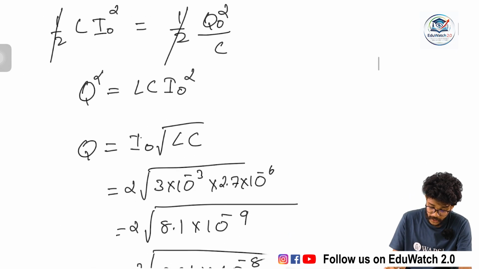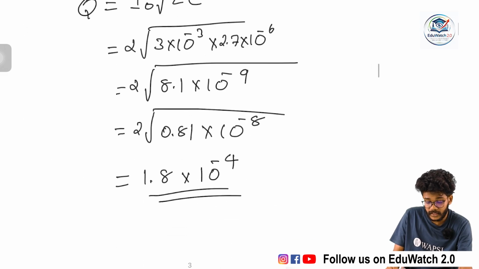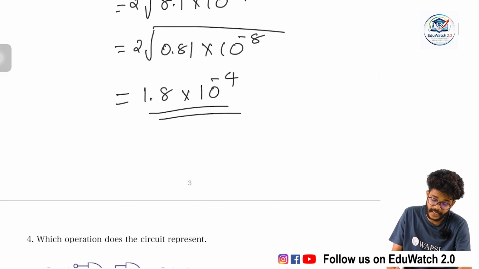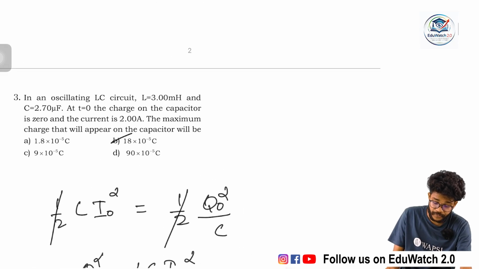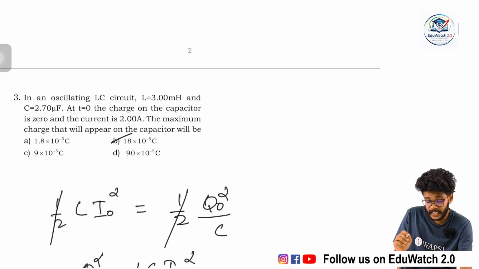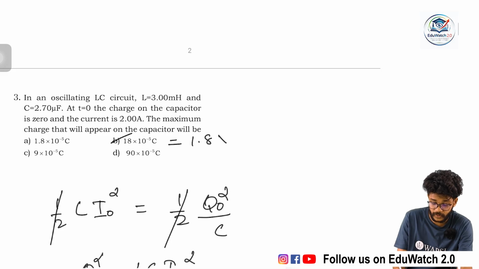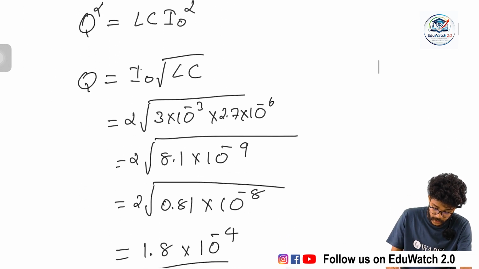Okay. See, the option has a resemblance with the first option, 1.8 into 10 raised to minus 5, but the power is different. Our answer is 1.8 into 10 raised to minus 4, but the first option is 10 raised to minus 5. In the second option also it is 10 raised to minus 5, but it is 18. Okay, 18 into 10 raised to minus 5 can be rewritten as 1.8 into 10 raised to minus 4, which is our answer. Okay. So we can move to our next question.